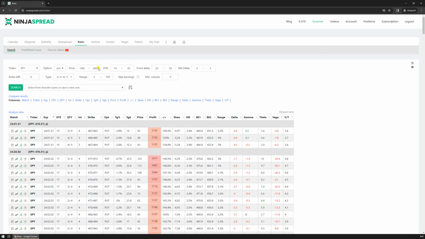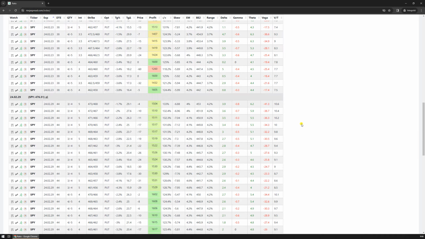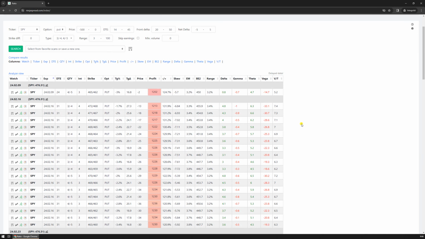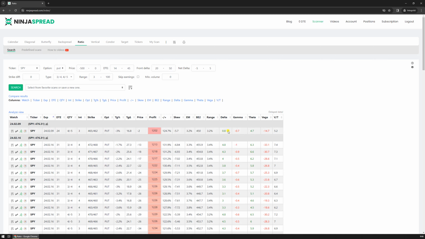Let's see if we can find anything that goes without debit. So it's a credit ratio. If you say 0 here, that's the maximum price you want to pay for it, which means it's a credit. You will see credit ratios, a lot of credit ratios with very flat delta, with these days to expirations, and with these types of range filters.